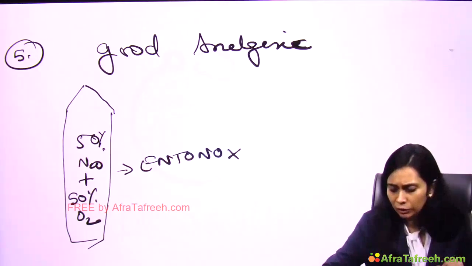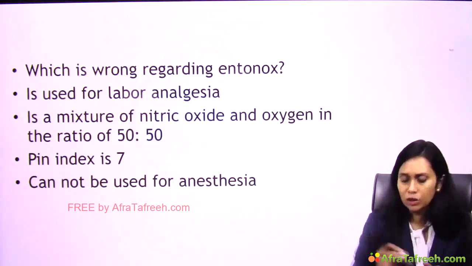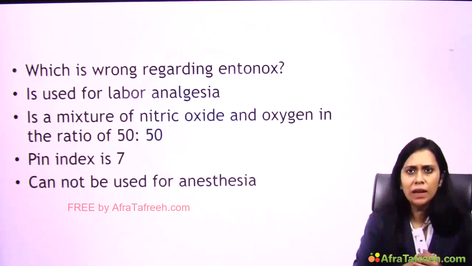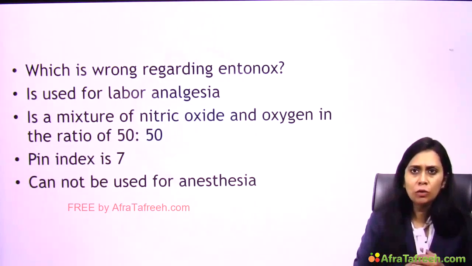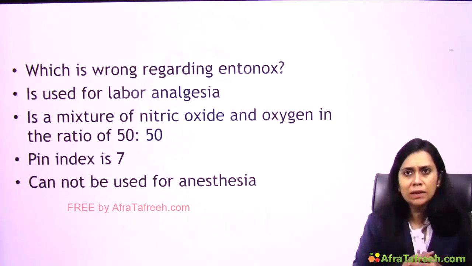Well, see this question: what is wrong about Entonox? We just now discussed Entonox. I told you 50% nitrous oxide, 50% oxygen. Now this question is, what is wrong about Entonox? It is used for labor analgesia. It's a mixture of nitrous oxide and oxygen in a ratio of 50:50. Pin index is 7 of the cylinder and cannot be used for anesthesia.